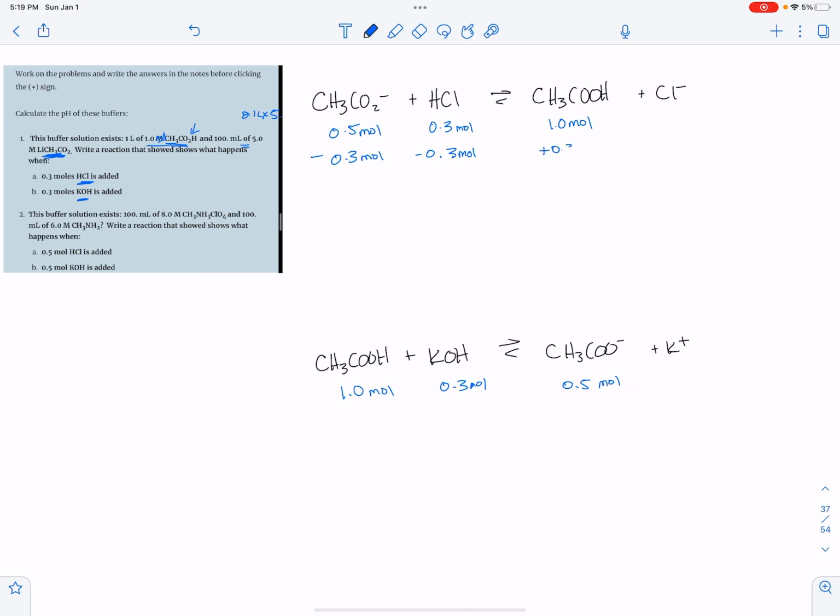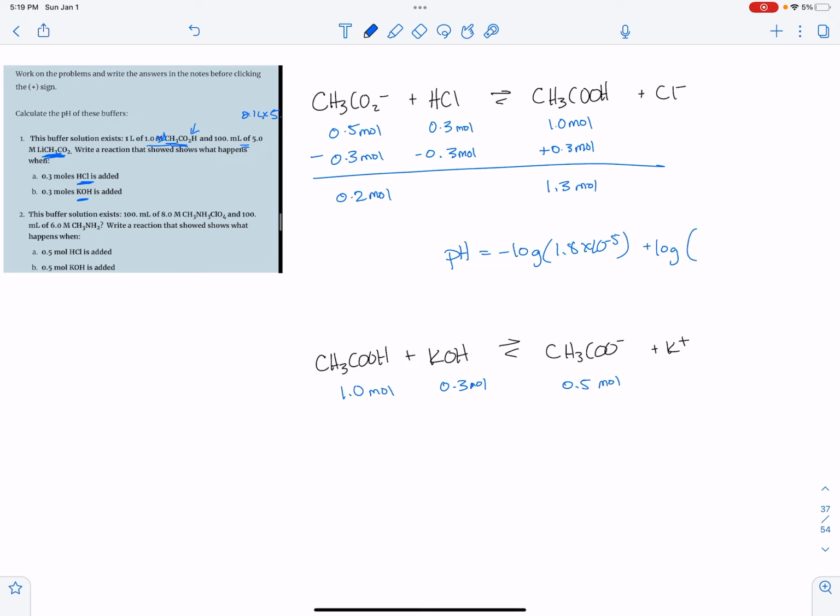And I'm going to gain this. So that gives me 0.2 moles of that one, and that gives me 1.3 moles of this one, which is great, because now I can jump to my Henderson-Hasselbalch. pH is equal to the negative log of 1.8 times 10 to the minus 5th, plus the log of the salt, which is this part, 0.2 over 1.3.